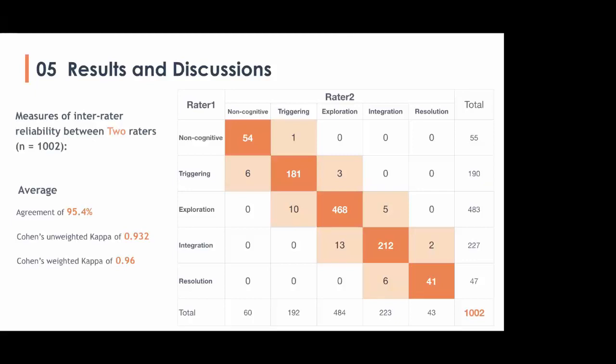Let's look at the confusion matrix again. Despite these results, we also have another interesting finding. Look at the cells in light orange color. They are the disagreements between the two raters. It seems that they only appeared on adjacent phases of cognitive presence. So what does it mean? Could it mean there may be some additional categories existing between cognitive phases in the MOOC context?